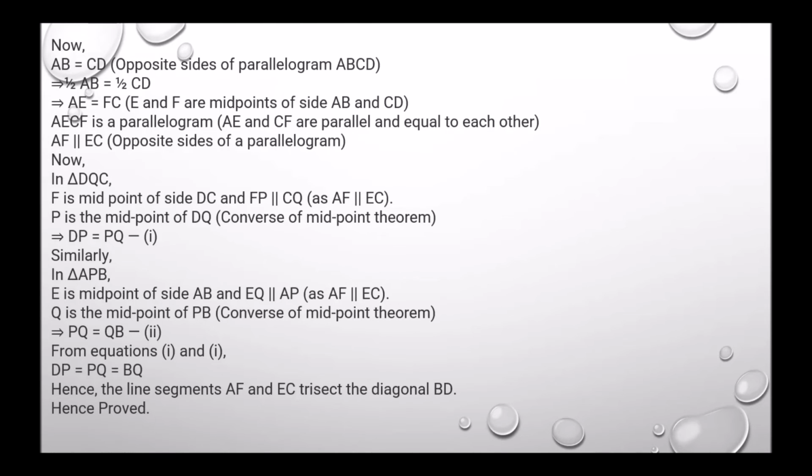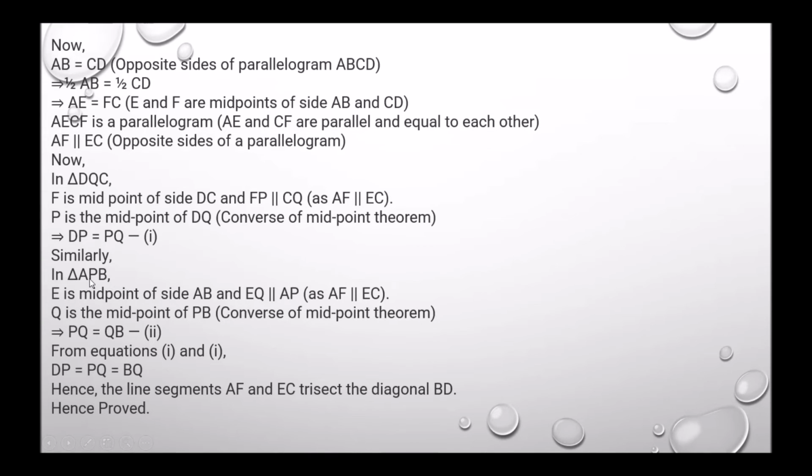Now in triangle DQC, F is the midpoint of side DC and FP is parallel to CQ as AF is parallel to EC. P is the midpoint of DQ. Converse of the midpoint theorem we have used here. DP equals PQ, that is our first result.